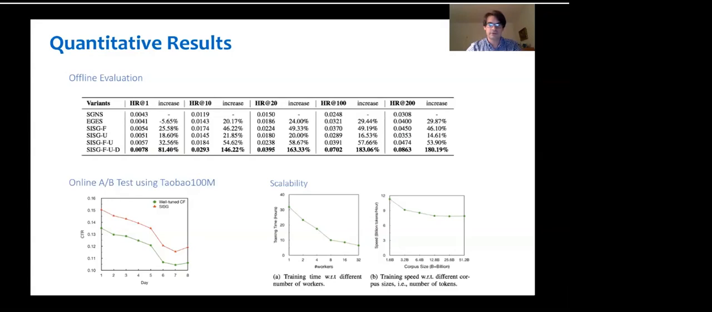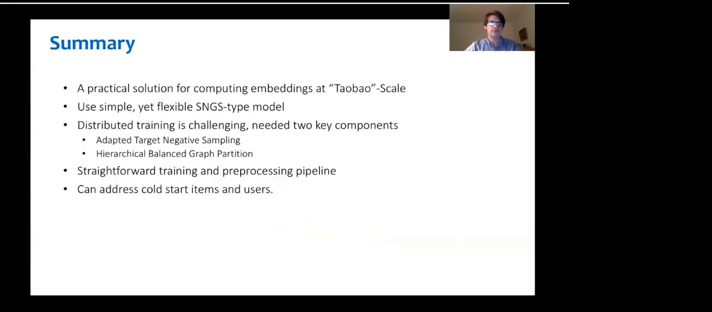So let's go on to the final slide. Here's already the summary. We presented a very practical solution for computing embeddings at Taobao scale. It uses a simple yet flexible SGNS type model. Distributed training is still challenging, but using two components, ATS and a hierarchical balanced graph partition, it works out and gives us a straightforward training and preprocessing pipeline. And also, we can address cold start items and cold start users problems.